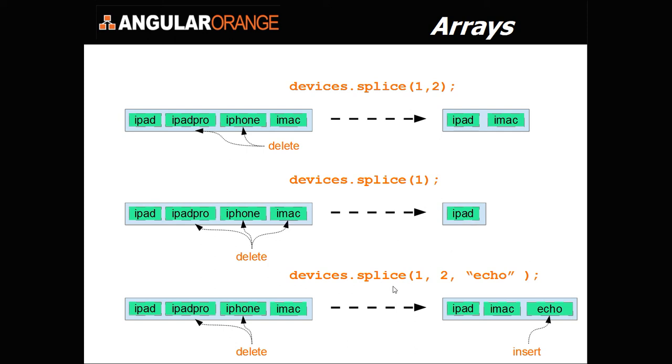And if you do a delete, you could also do an insert. So here I'm deleting index 1 and 2, and I'm adding Echo. So the result is iPad, iMac, and Echo. So it did a delete and an insert. So splice is a very, very powerful function of an array. So I'll say method of an array.